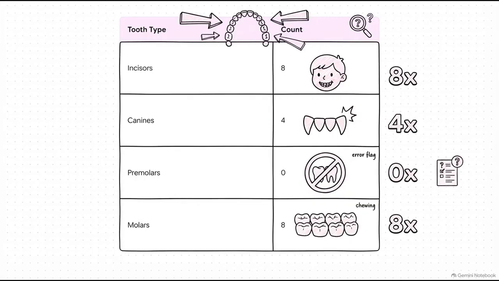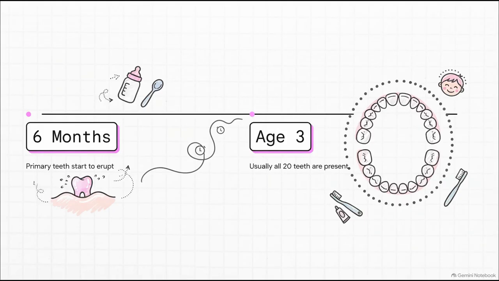A child's mouth will feature 8 incisors, 4 canines, and 8 molars. Now, what's really interesting here is the complete absence of premolars, which you might also know as bicuspids. There are 0 premolars in primary dentition. This is an anatomical fact that frequently trips up novice coders. If you're reviewing a pediatric chart and see documentation for a primary premolar, you immediately know there's a documentation error that needs clarification.